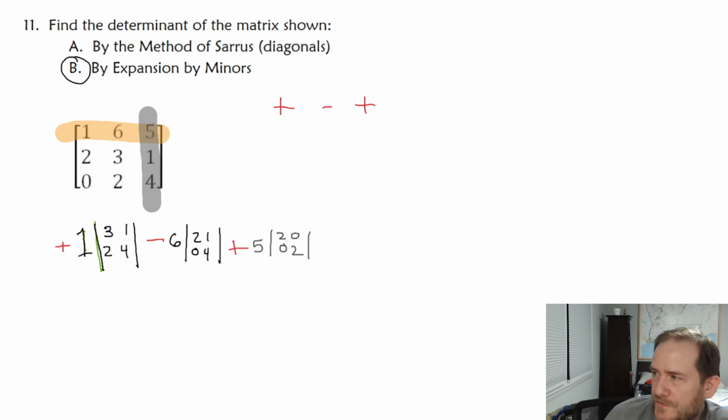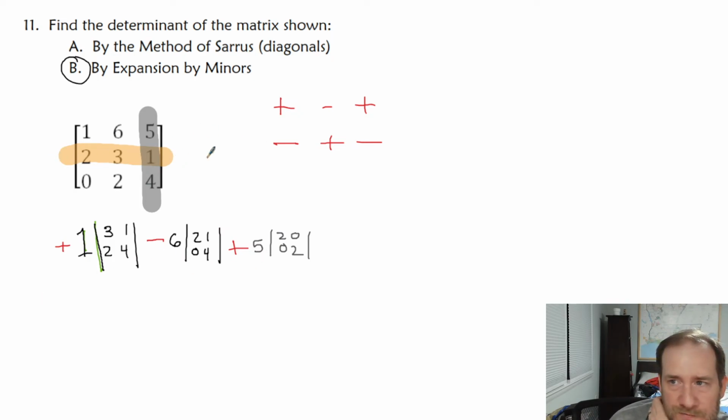If we had chosen to work across the second row, then our sign pattern would be minus, plus, minus. Now I've said that a few times, but I've never actually done it. So I think it would be a good idea, after I'm done doing this once, to do it again, but across row 2. Maybe even do it across row 3 as well, because I have more time now, so maybe we should.